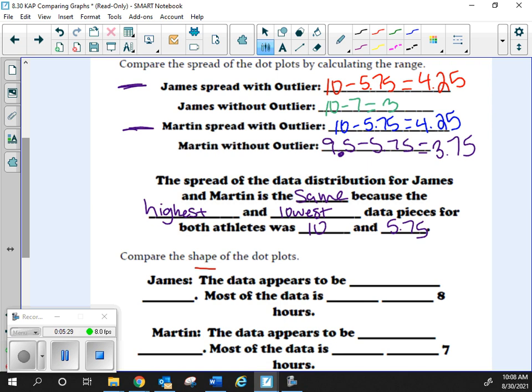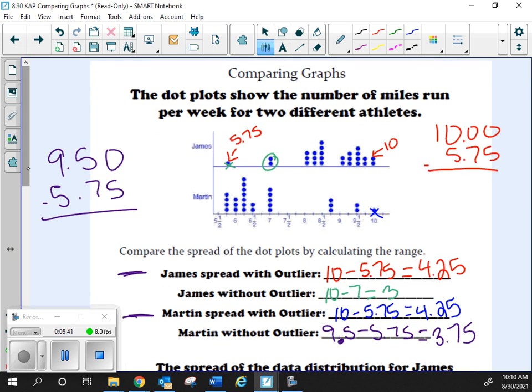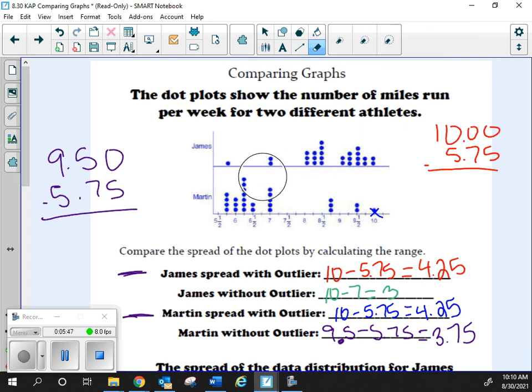So take a second to talk about James's graph and Martin's graph at your table. Pause at home, play when you're ready. All right, Marcos, at the yellow table, what do y'all say for James? Do y'all say symmetrical or skewed? Skewed right. Skewed. I agree that it's skewed. The direction, let me check.